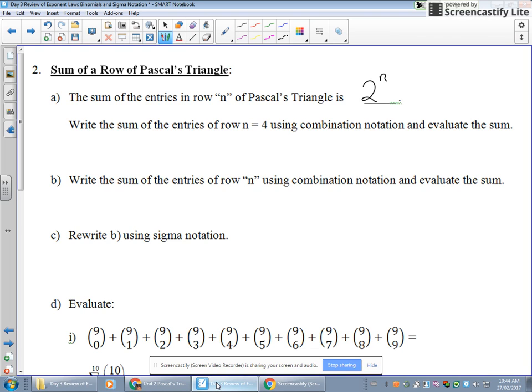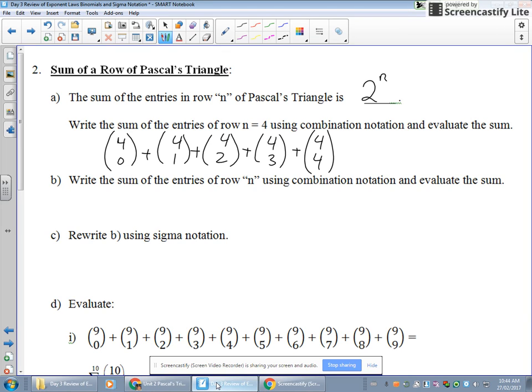So we're asked to write the sum of the entries of row n equals 4 using combination notation and evaluate the sum. So if it's row 4, we've got 4 items to choose. We're looking at 4 choose 0, plus 4 choose 1, plus 4 choose 2, plus 4 choose 3, plus 4 choose 4. Four choose 1, that's a 1. That's a 4, 6, 4, 1. So this gives us 16, which is indeed 2 to the power of 4.